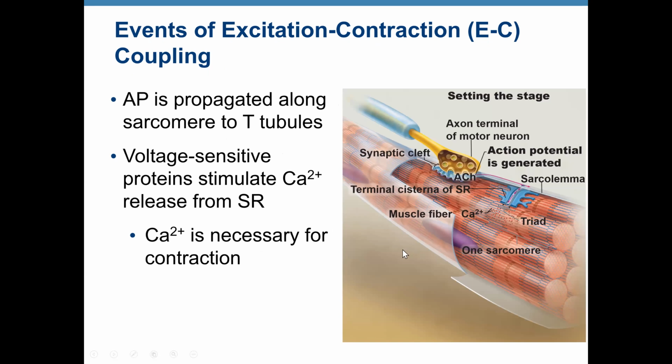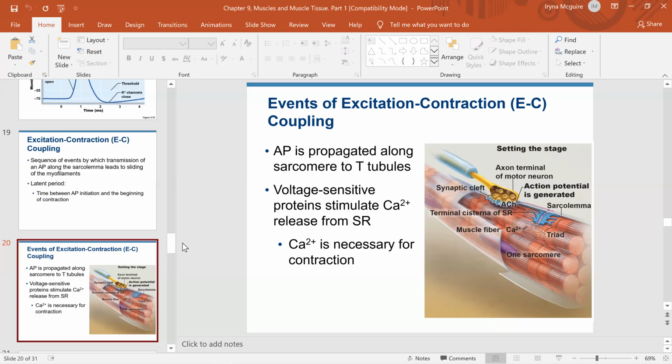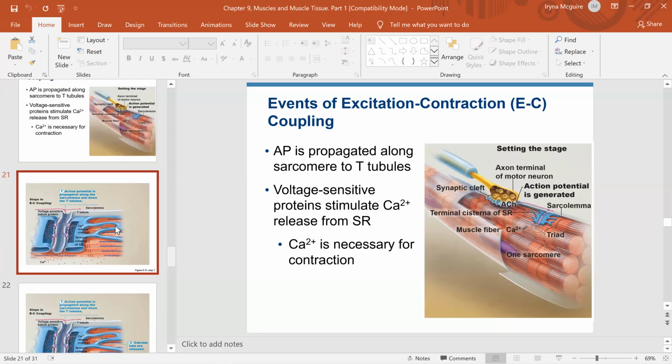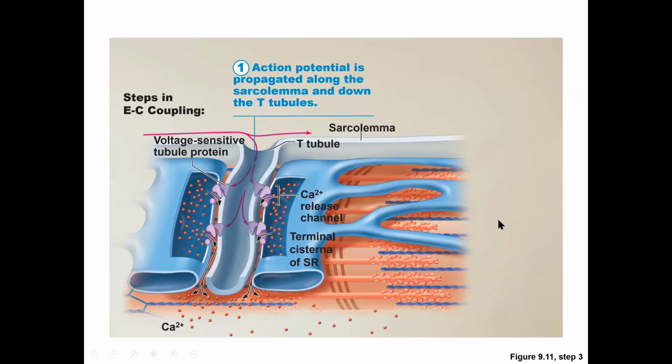Okay, so let's again get to the diagram. Let me pick up my pointer. So this is what's happening over here. So we already have excitation, right? We excited this cell. So now this electrical current, which we call action potential, is moving along the membrane of the skeletal muscle, and it moves down the T tubule, right?